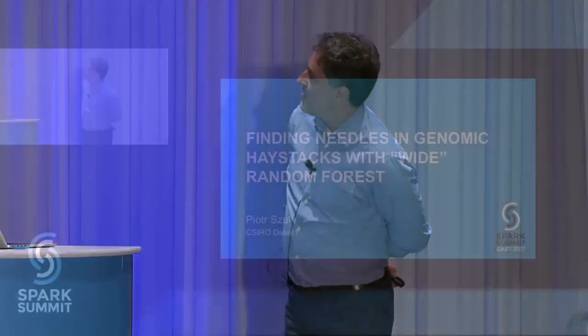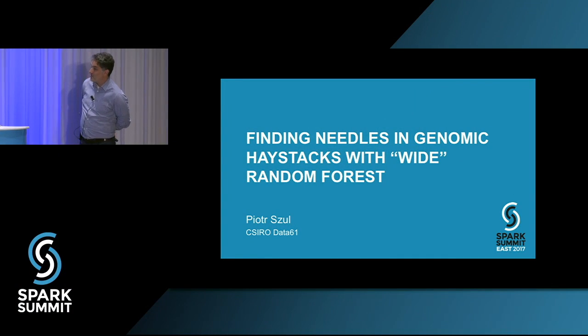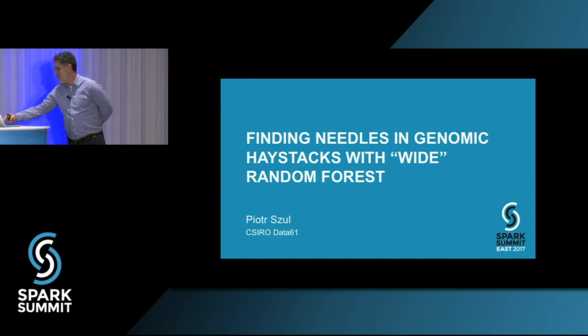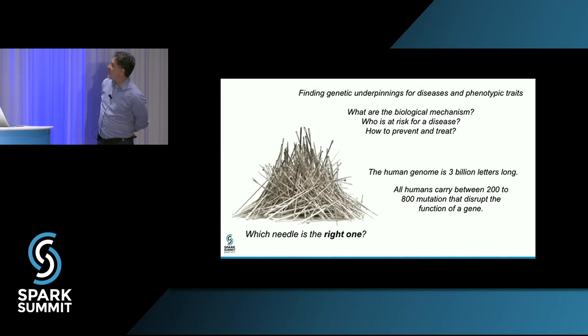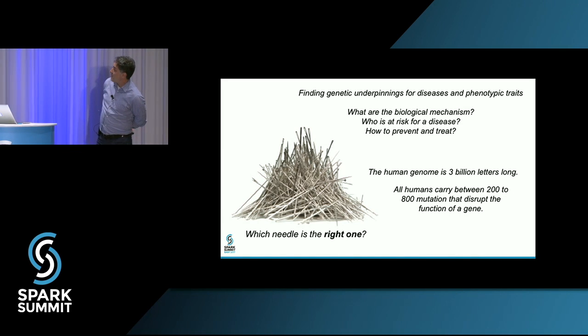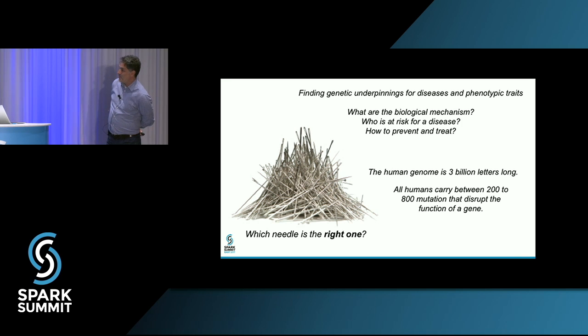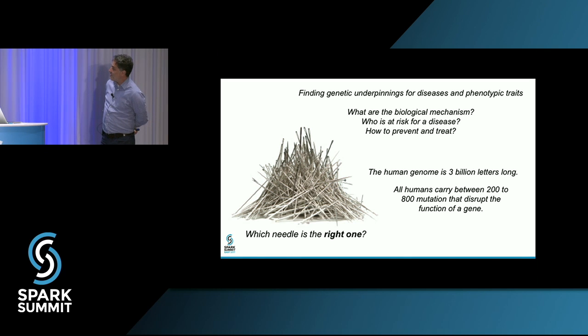My name is Piotr Szul, and I will be talking about the genomic challenge and how we can use Spark to address it. And the challenge I'm referring to is looking for genomic underpinning of diseases and phenotypic traits. This is important because knowing this, we can prevent and treat diseases. And it's challenging because the human genome is quite long. It has 3 billion letters, and we are looking for only a few hundreds of places where the genome was disrupted. So it's really like looking for needles in a large haystack, hence the title.